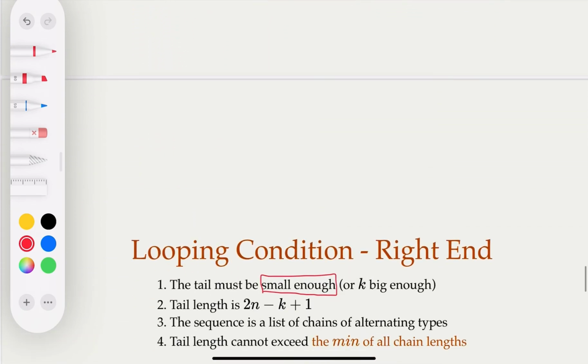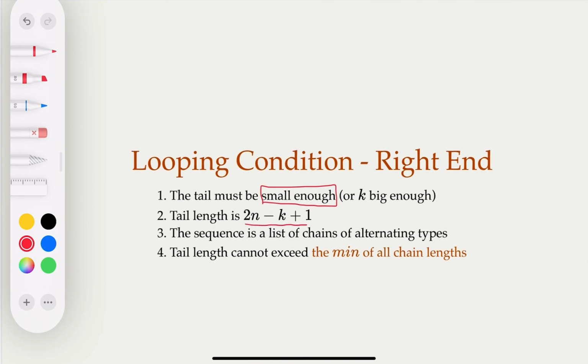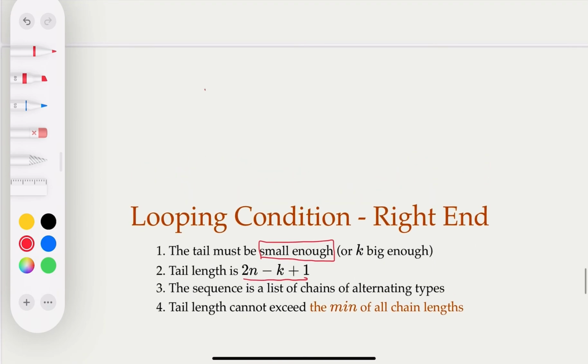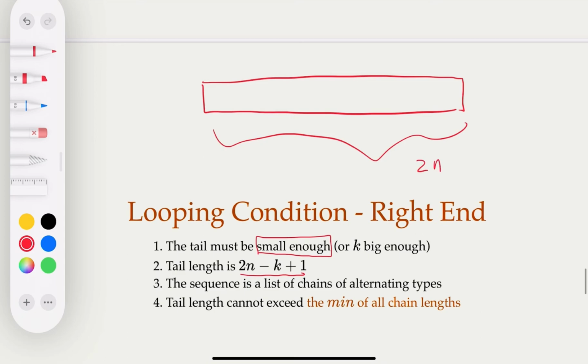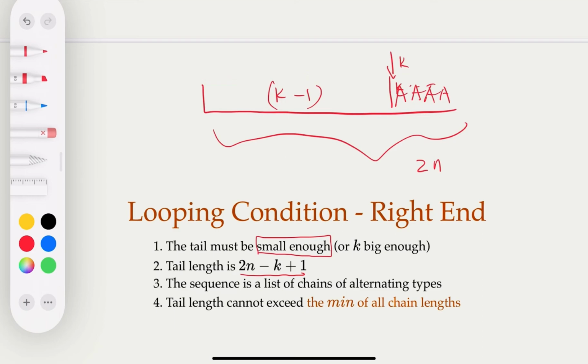All right. So what is the tail length? Let's think about it. In total we have 2n objects. This is the case position. We're going to create a tail situation. This is the case position and all the same type. And there must be k minus 1 objects here, right? So the tail length here is going to be 2n minus k minus 1, which is 2n minus k plus 1.